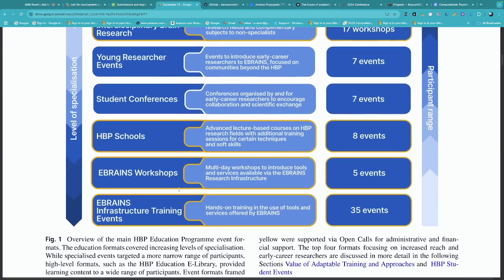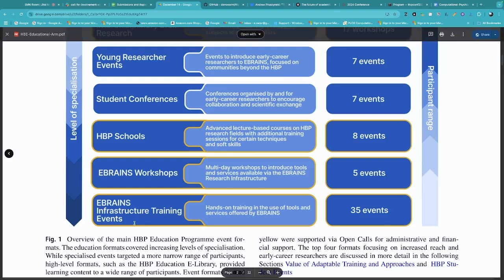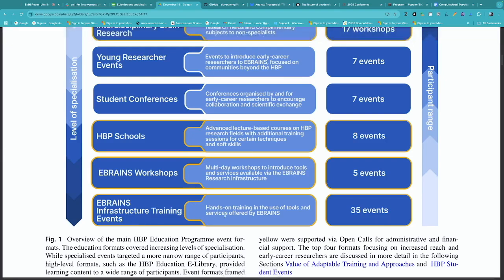The eBrains Workshop, which was this eBrains initiative, multi-day workshops to introduce tools and services available via the eBrains research infrastructure. That was 5 events. And then the eBrains infrastructure training events, which allowed us to get access to this research infrastructure. That's 35 events.